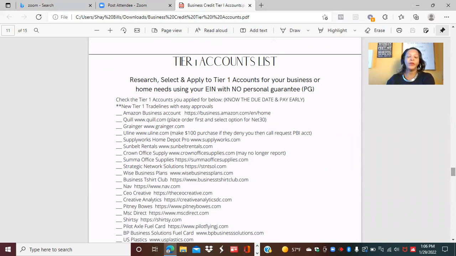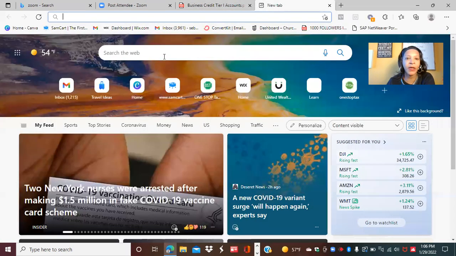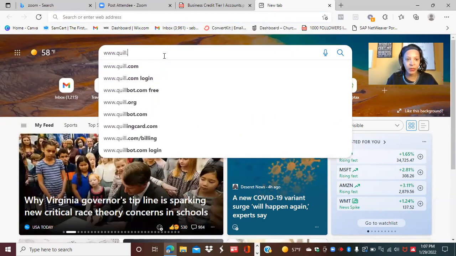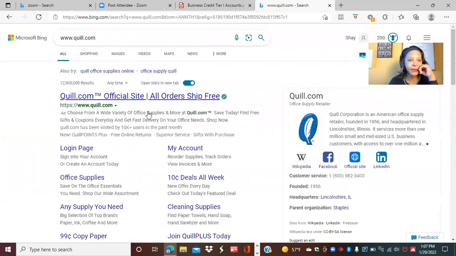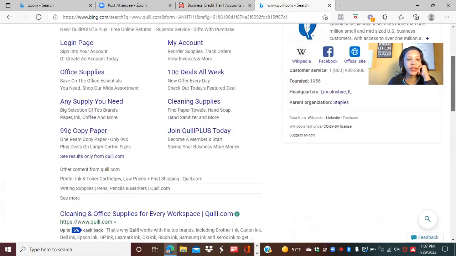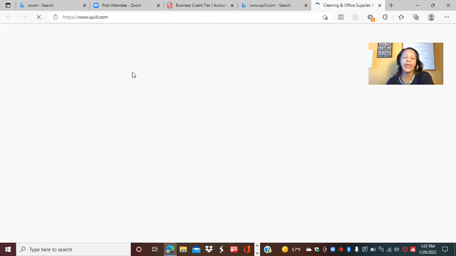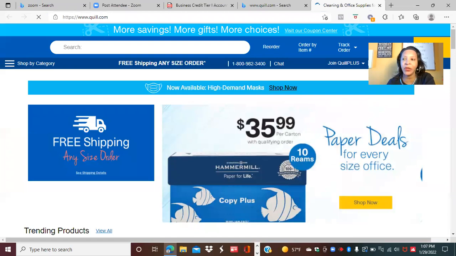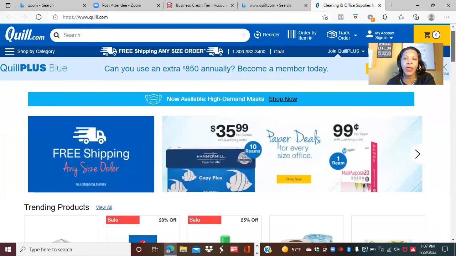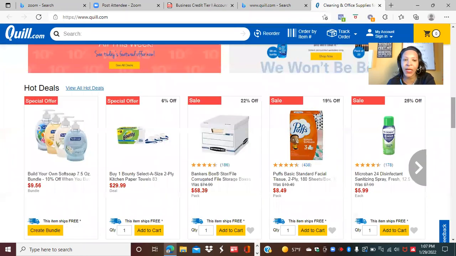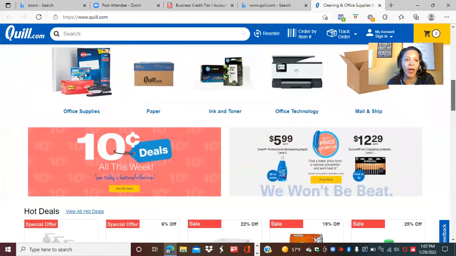Okay. So let's say, for example, I decided I wanted to go to Quill, right? So let me go here and I'm going to go to www.quill.com. And these vendors and suppliers are all types of vendors and suppliers. So Quill is a cleaning and office supply vendor, right? And so what I want to do is I want to sign in or sign up as my business.